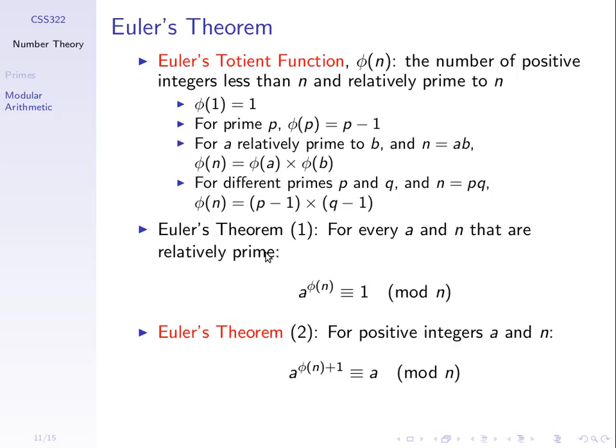A variation of that, so it's really the same theorem, but with some conditions changed. If we have two positive integers, a and n, they don't need to be relatively prime in this variation. Then it holds that a to the totient of n plus 1 mod n equals a. Let's just demonstrate that with a couple of simple examples. And we'll just demonstrate the second form.